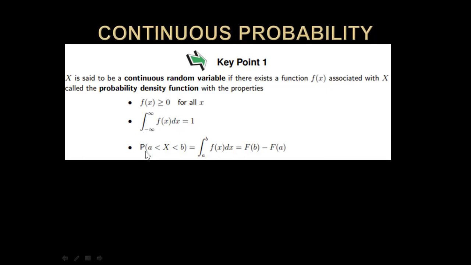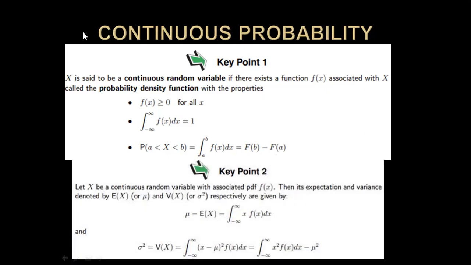Now, if x lies between a and b, we're going to use this relationship, the integral of f of x dx. We're going to set now your lower limit at a to an upper limit of b. This gives us a function of b minus function of a.